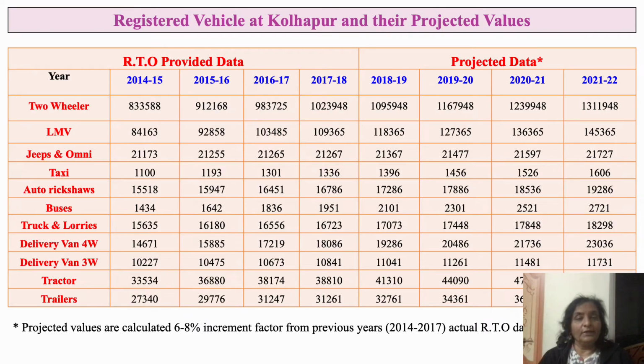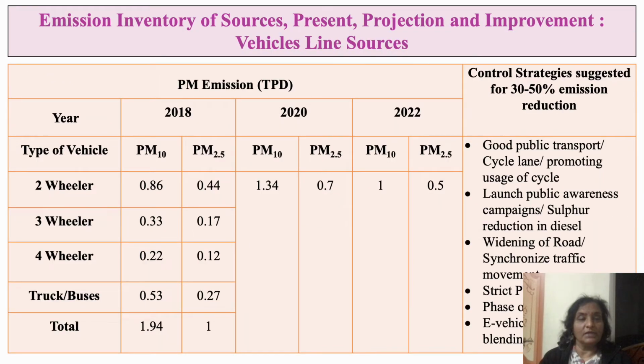And now for vehicle emissions, we need to take the RTO data of all types of vehicles for various years and project the data for future years, and then this value is taken for estimating the emissions from various types of vehicles like two-wheelers, three-wheelers, four-wheelers, trucks and buses. For them, the existing 2018 PM10 and PM2.5 emissions are estimated, and based on the projected values, the projected emissions are also estimated, along with the projected emissions with the control strategies, with 30 to 50% emission reduction through all these techniques. This is also estimated for the improved emission scenario.